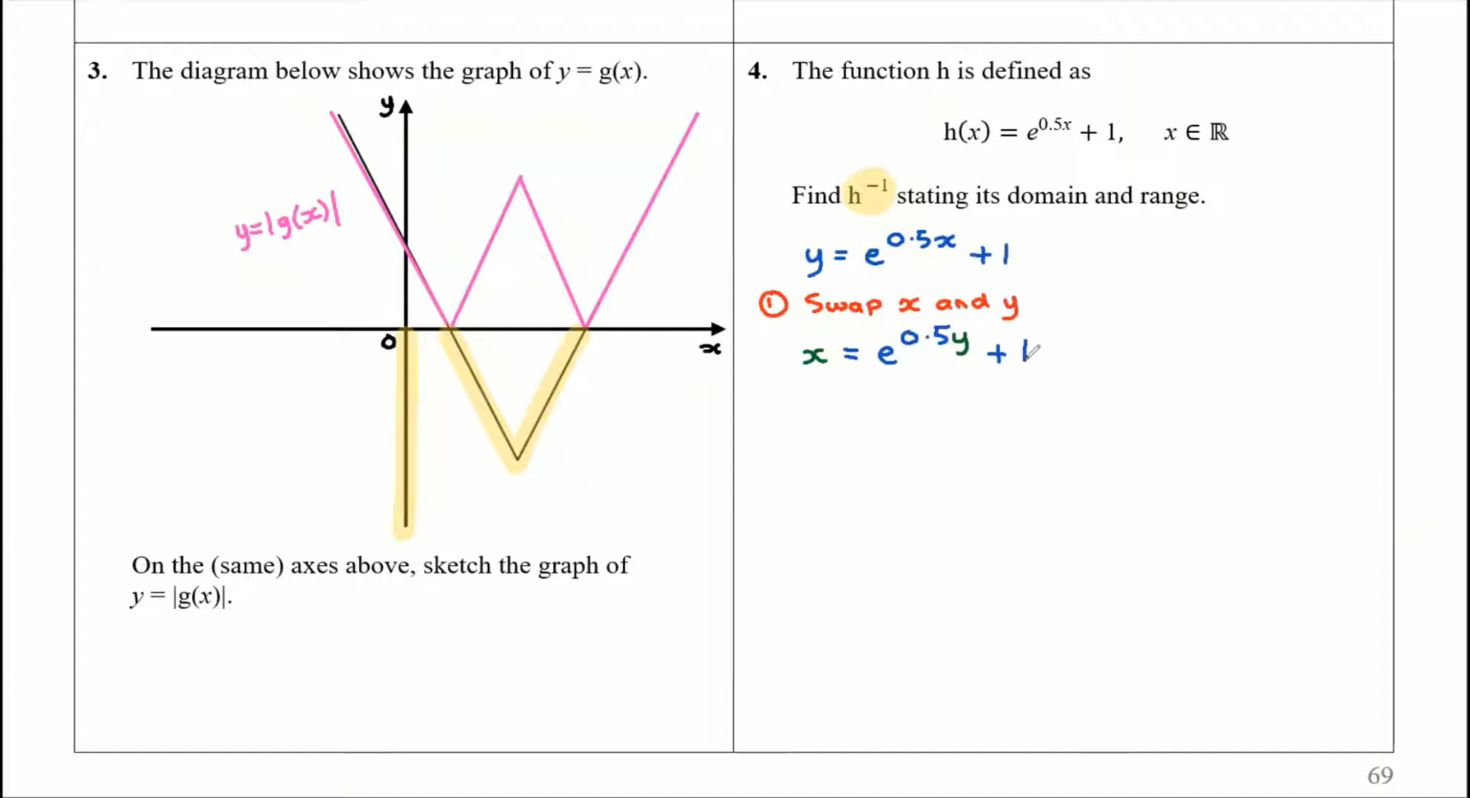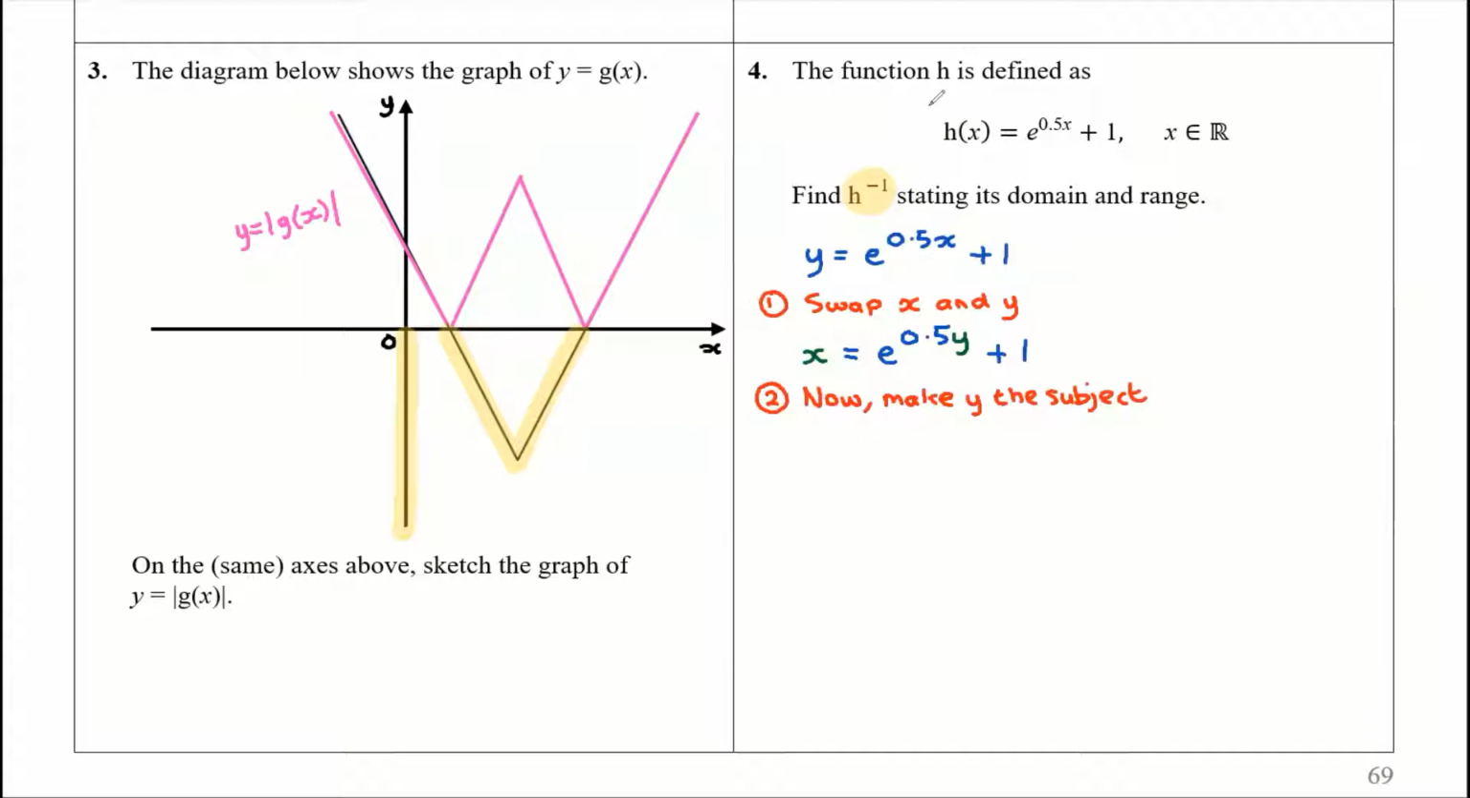Now, the next part is we're going to make y the subject. And this will give us our inverse function, which has lots of unique properties, which we'll talk about momentarily. So we'll just get the function itself first. So let's think about how to rearrange this.